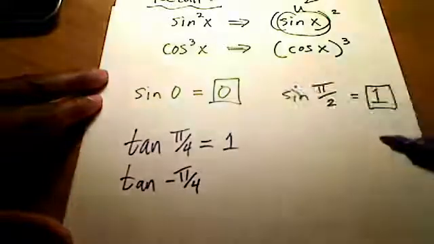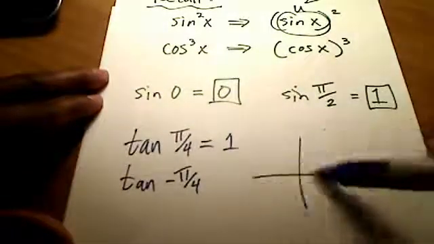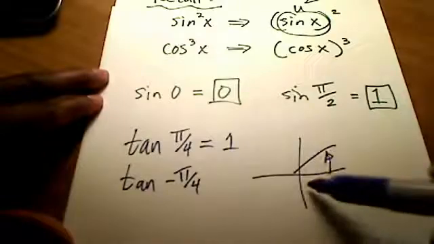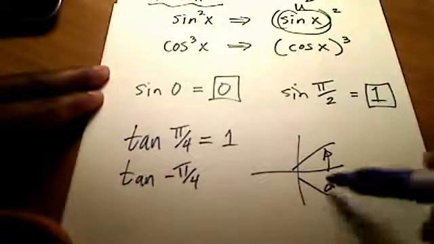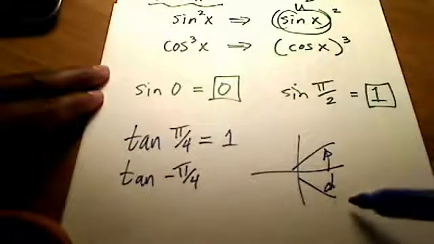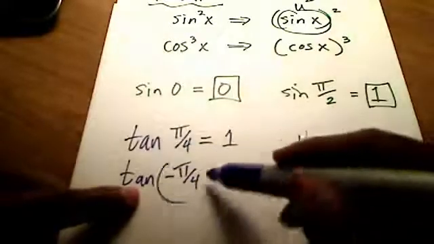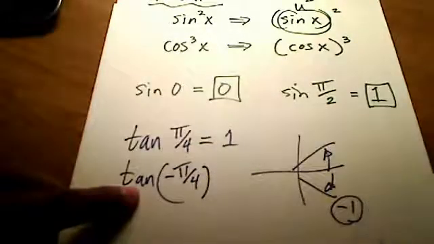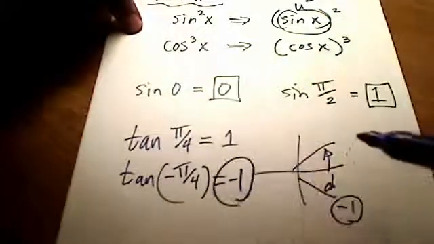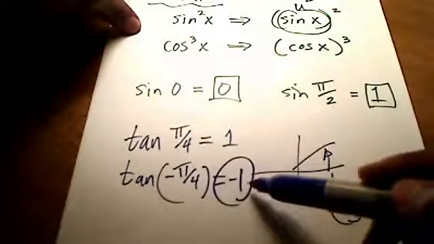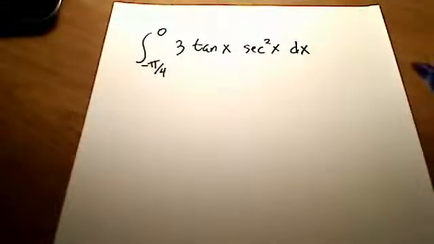Or its cousin, it's analogous here. What if I went in the opposite direction? What if instead of positive 45 degrees, I went in the negative direction, negative 45 degrees? Well, you know that only cosine is positive in quadrant 4, so the tangent of negative 45 degrees would give me a negative 1. All right, so keep that in mind: tangent of negative 45 degrees is negative 1. So back to our problem.